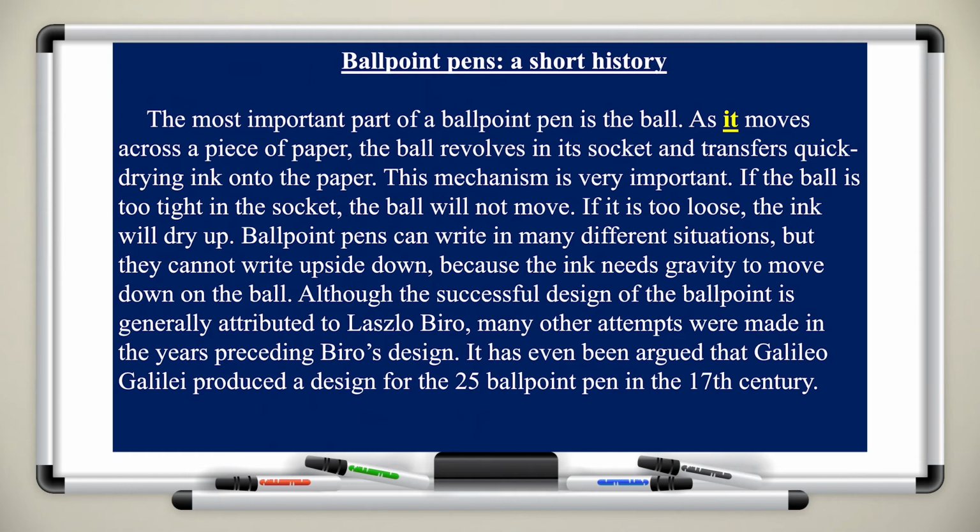If the ball is too tight in the socket, the ball will not move. If it's too loose, the ink will dry up. Ballpoint pens can write in many different situations, but they cannot write upside down because the ink needs gravity to move down onto the ball. Although the successful design of the ballpoint is generally attributed to Laszlo Biro, many other attempts were made in the years preceding Biro's design. It has even been argued that Galilei produced a design for the ballpoint pen in the 17th century. So that is our passage.